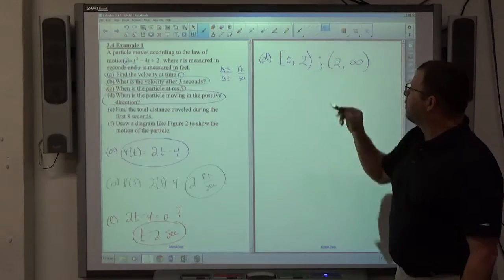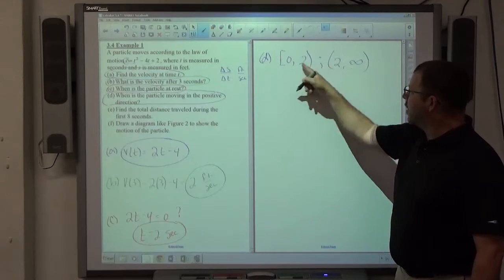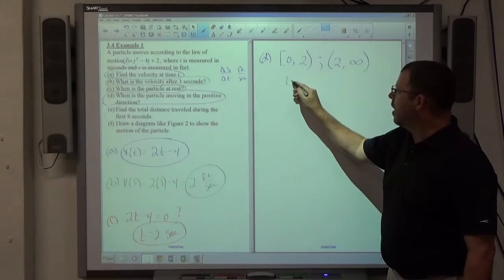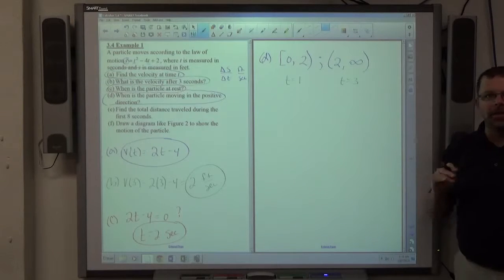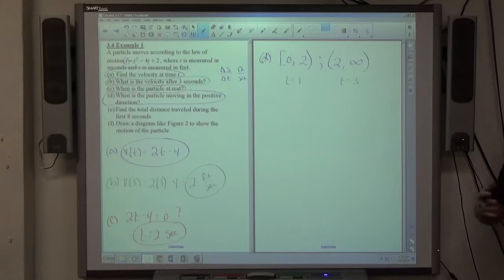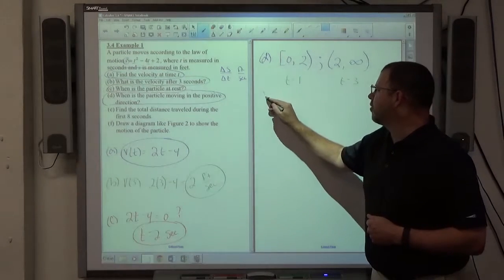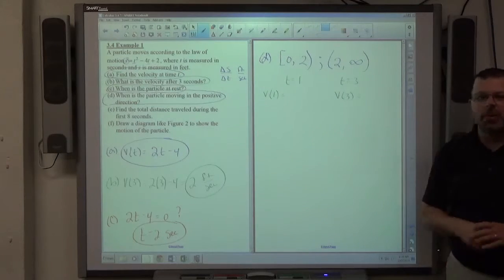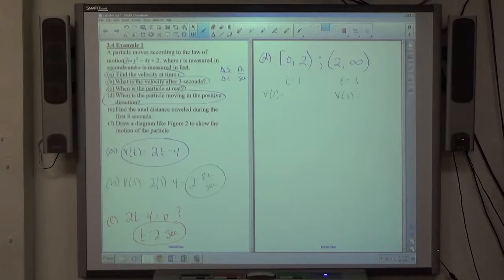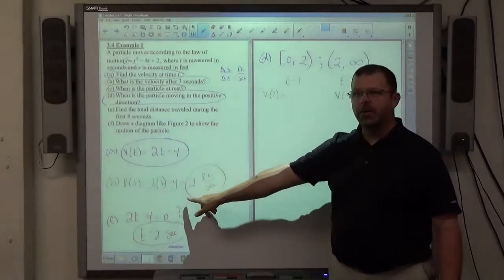We've done this before in other places, but we're trying to figure out these interval signs. So I'm going to say time equals 1 and time equals 3. What I'm curious about is the direction it is moving, positive or negative. That has to do with velocity. So what I'm really curious about here is what is v of 1 equal to and what is v of 3 equal to. There's nothing magical about 1 and 3. I just picked a number between 0 and 2 and a number between 2 and infinity. I did pick 3 specifically because we already did that one.